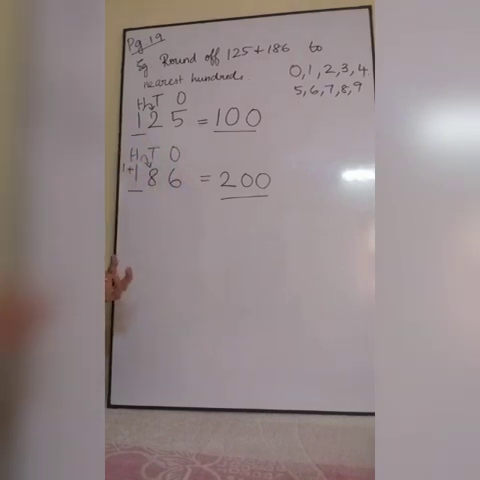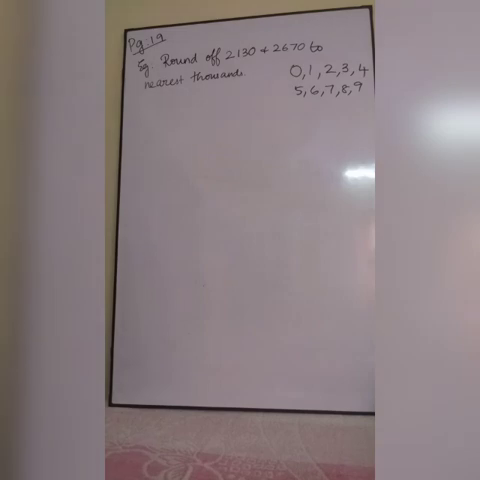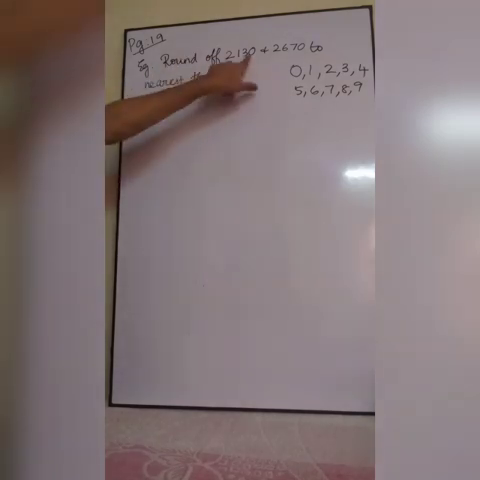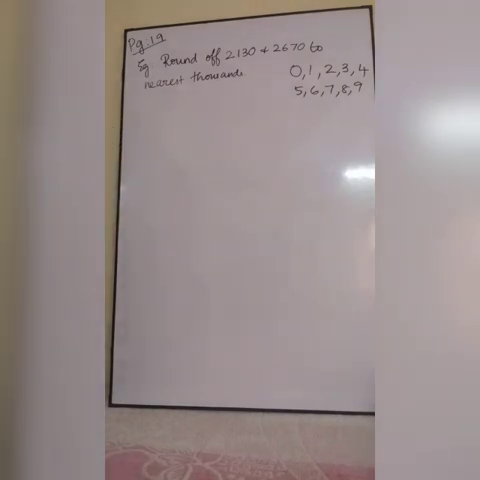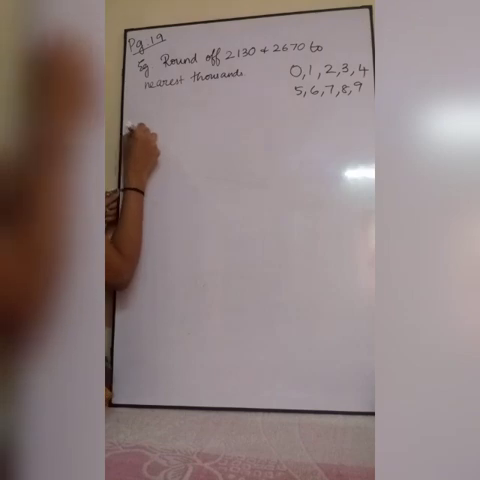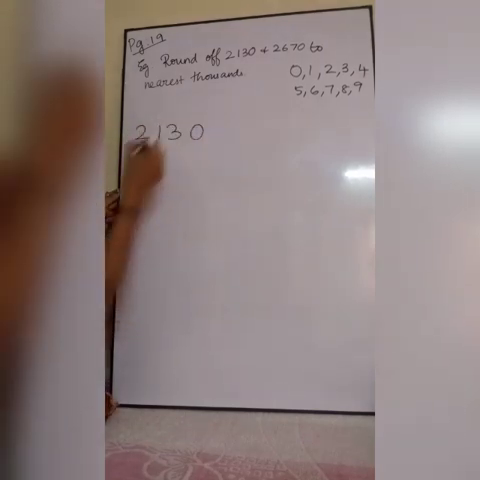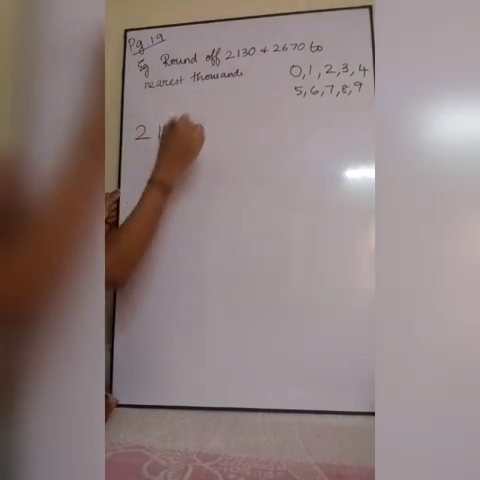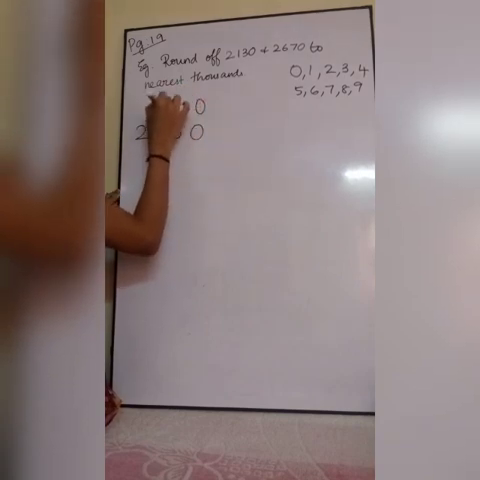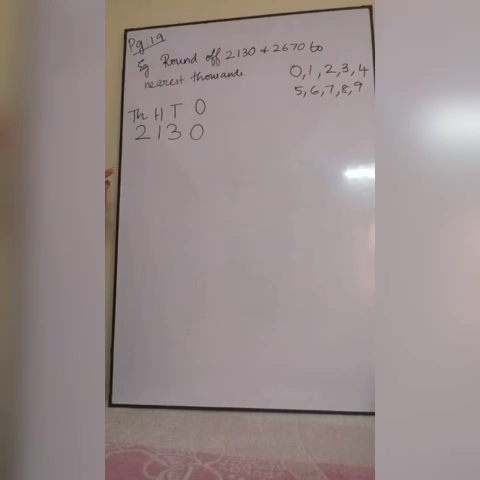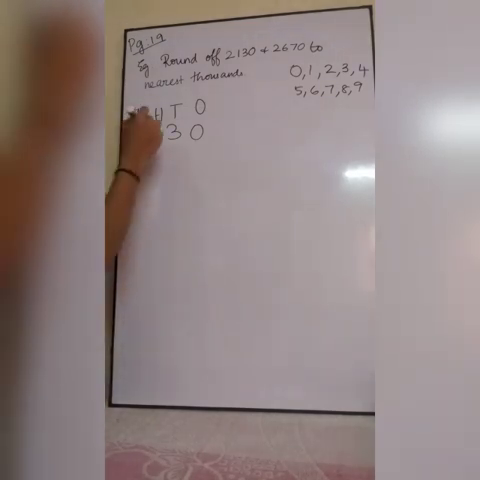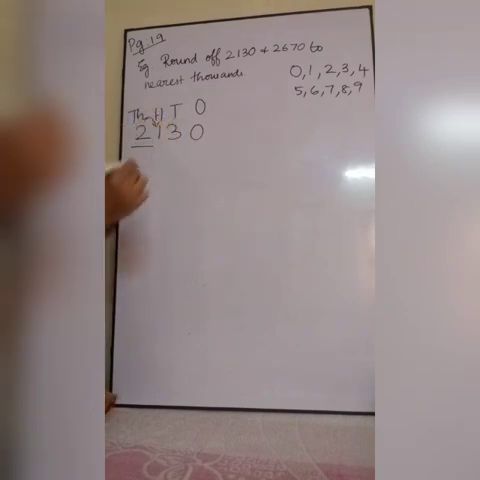Okay children. Next example given is round off 2130 and 2670, to nearest thousands. So first question I am taking is 2130. So what should I do? I should write the place values. So what is my thousand place here? This one. 2 is my thousand. So what should I see? I should see the 100 place.